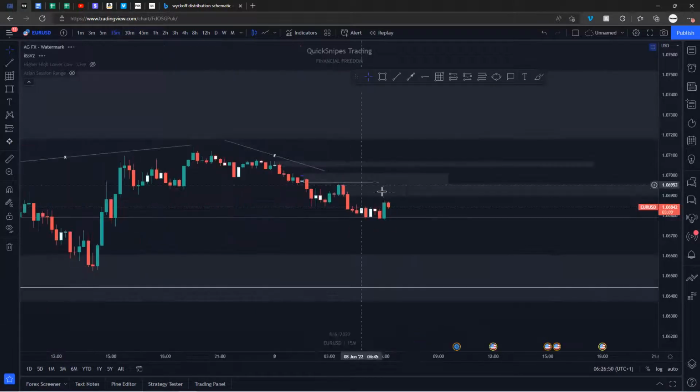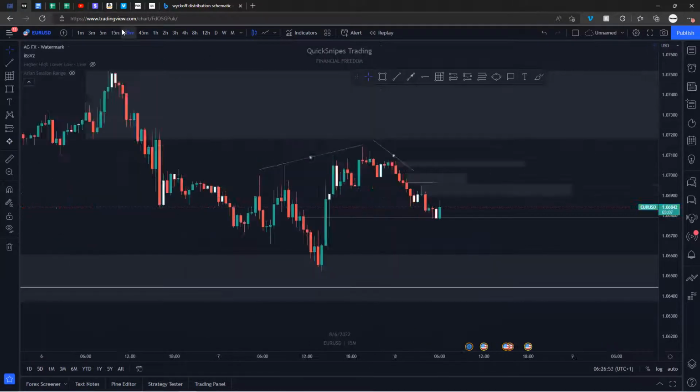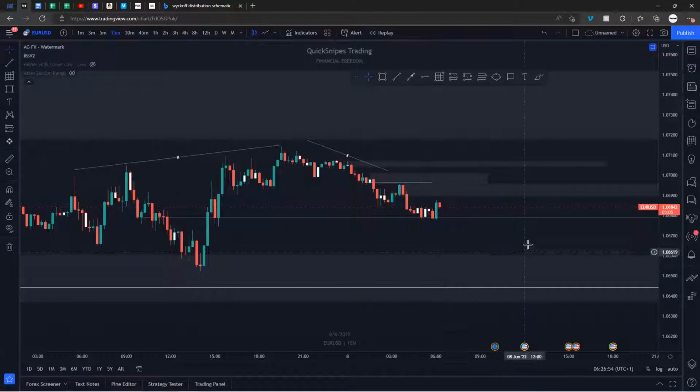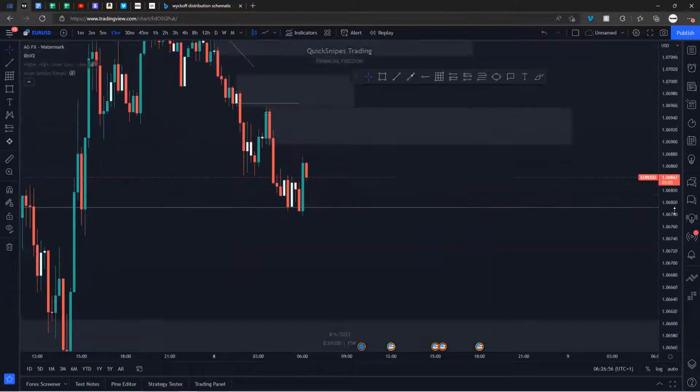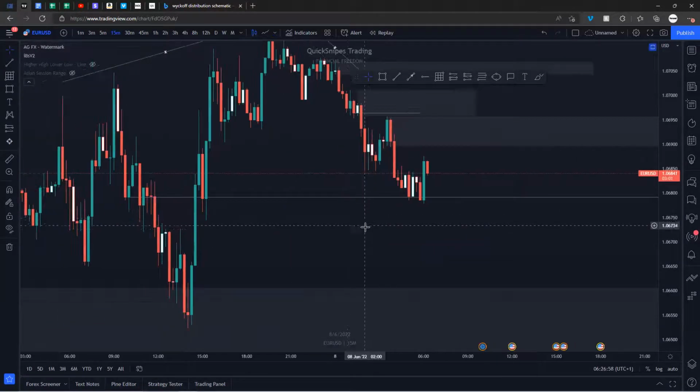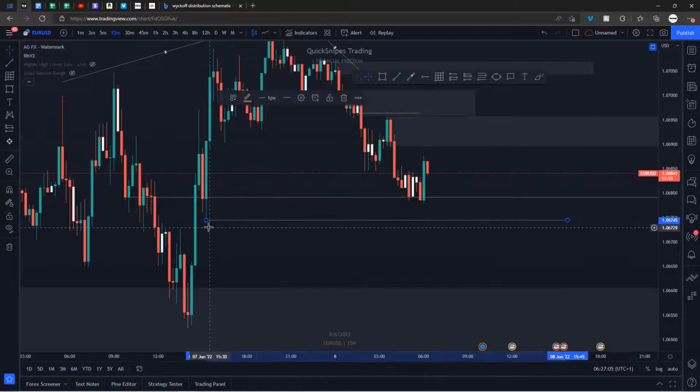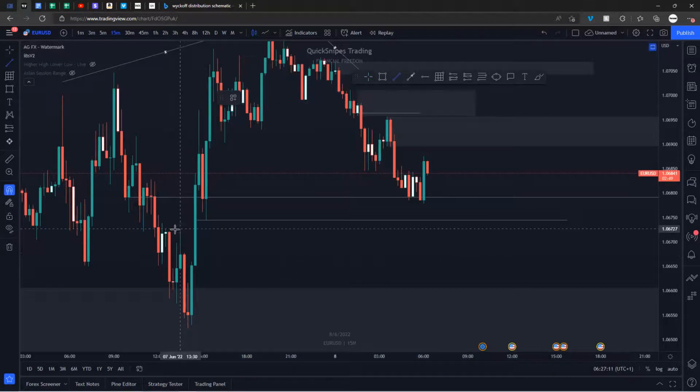Now, back onto our 15-minute. What can we see in terms of potential entries? Right now, I'm seeing another fair value gap. These are also known as imbalances.